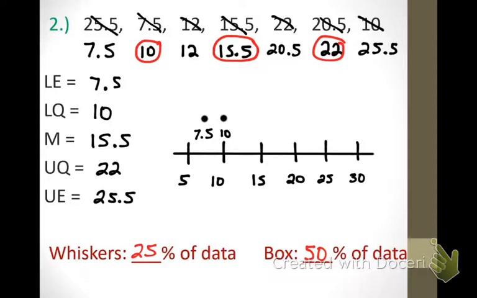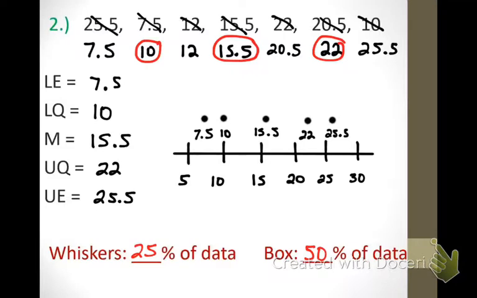Sierra, next one. Now remember, you only have to plot the 5 points. 15.5. That's my median, 15.5. Hunter, what's next? 22. That's my upper quartile. And the final one, girls, what is it? 25.5.